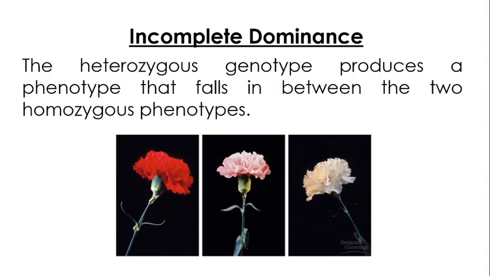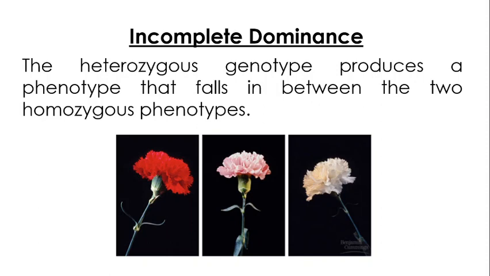So, for us to understand how this happened, we can still use Mendel's model to predict the results of alleles that show incomplete dominance. Because even if they show incomplete dominance, alleles are still inherited according to Mendel's basic rules, which is the law of segregation.